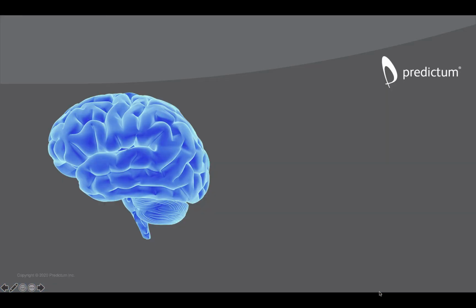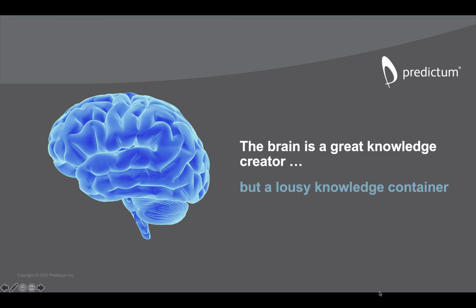So we like to think about our brains. They are great knowledge creators. And that's what S-VEM is about, what we do with modeling. We are generating knowledge. We're creating knowledge. So these methods and tools like JMP are very helpful in leveraging our thinking and accelerating our thinking. But at Predictum, we also think that the brain is a really lousy knowledge container.